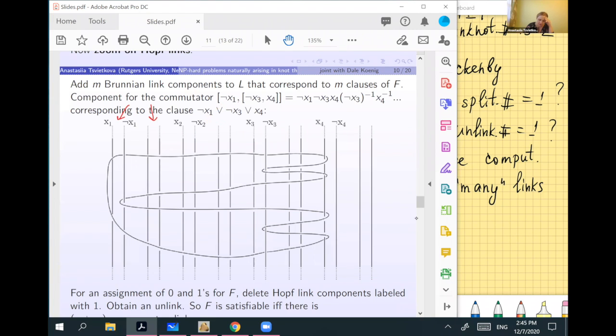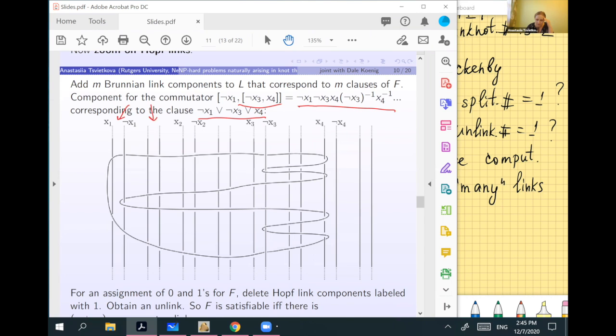To add Brunnian components, I will do it so that every component corresponds to an iterated commutator. So there is a commutator inside the commutator. And when I do this, I write this commutator so that it corresponds to a clause. So here I have a clause. I put not x3 and x4 inside the first commutator, and then not x1 outside in the second commutator. And then if I open it up, I have an expression and how I construct my link.